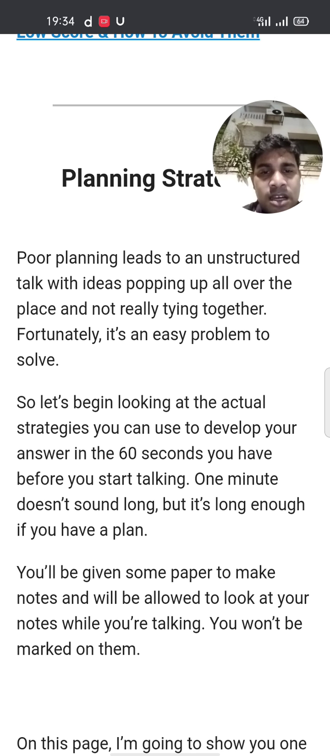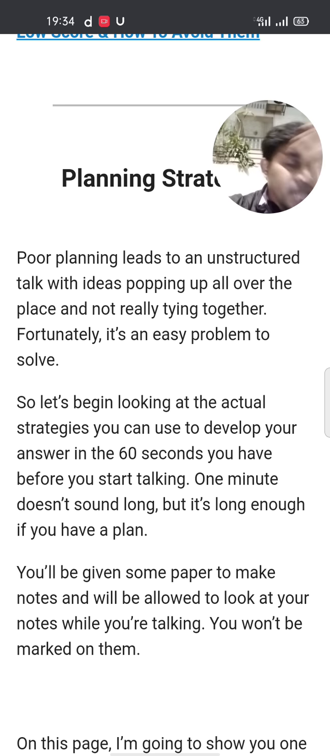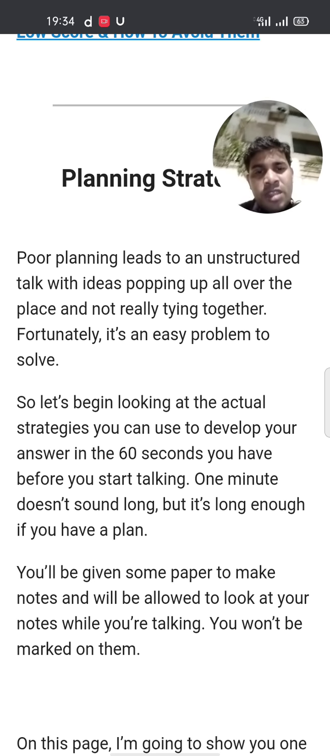Poor planning leads to an unstructured talk. This means planning is very important. As I said, you have 1 minute of planning, and at that time you have to plan your ideas, and at the same time plan some bullet points that you're going to talk about during the 1 minute. Poor planning leads to an unstructured talk with ideas popping up all over the place and not really tying together. Fortunately, it's an easy problem to solve.